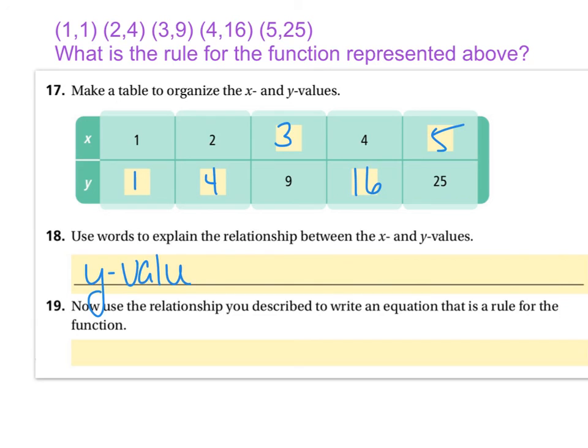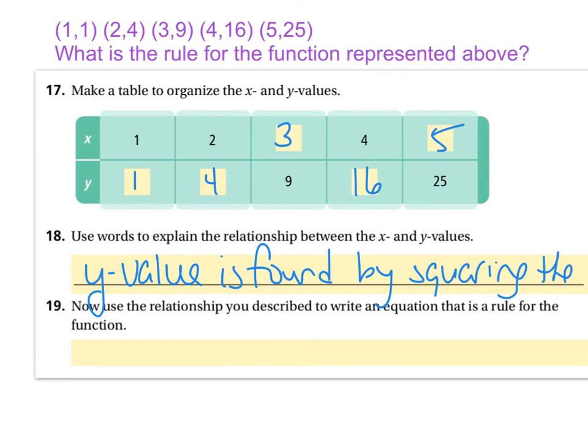The y value is found. How is it found? Do you have it yet? By squaring the x value. So if we want to write an equation, we know that the y value equals x squared.